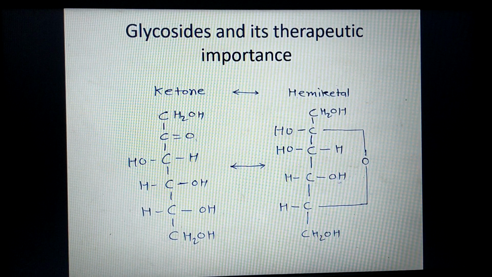Hemiketal means monosaccharides with ketone group. When converted from open chain to closed ring structure, they form a ring which includes 4 carbon and 1 oxygen atom. So this is called hemiketal carbohydrates.